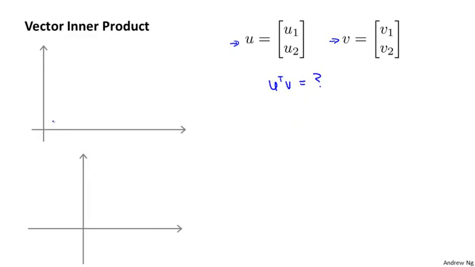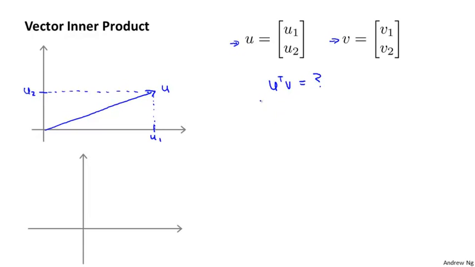U is a two-dimensional vector, so I can plot it on this figure. So let's say that's the vector u. And what I mean by that is if on the horizontal axis, that value takes whatever value u1 is, and on the vertical axis, the height of that is whatever u2 is, the second component of the vector u.